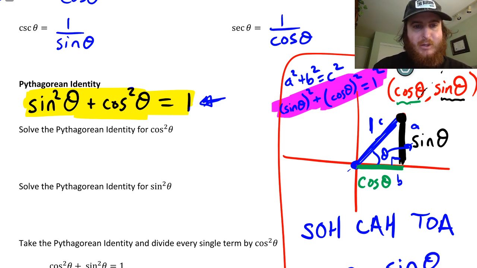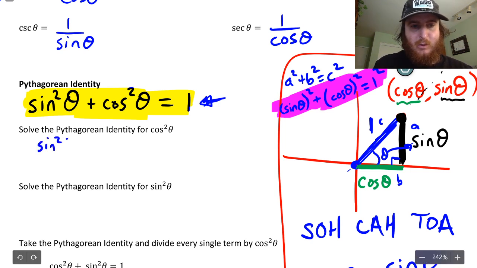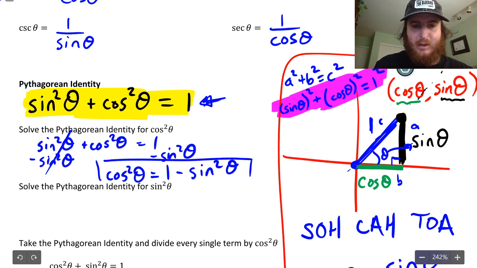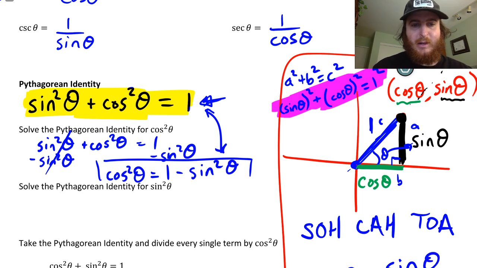Right? Solving for cosine squared, meaning we want to isolate cosine squared. So if we started off with sine squared theta plus cosine squared theta equal to 1, we'll subtract sine squared theta from both sides. And so that'll isolate cosine squared theta equals 1 minus sine squared theta. So that's another identity. These are identical. They're the same thing, but they're just written slightly differently.